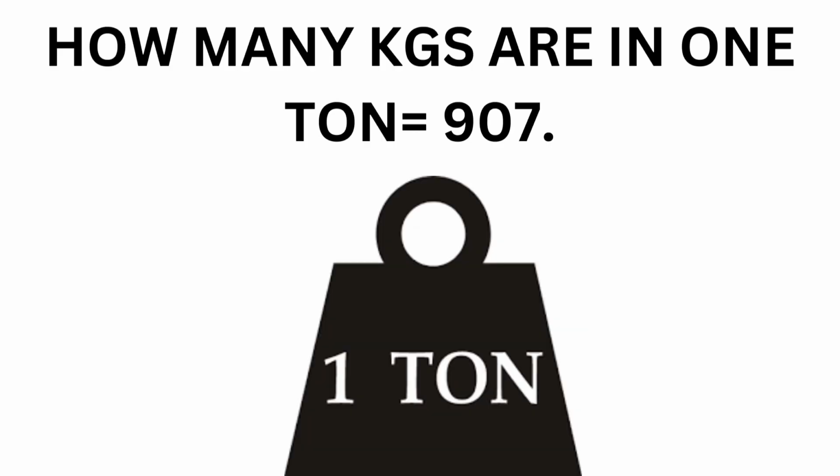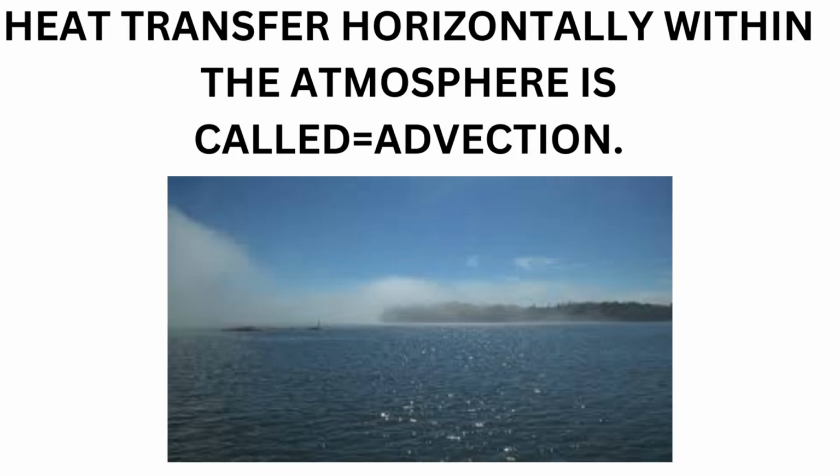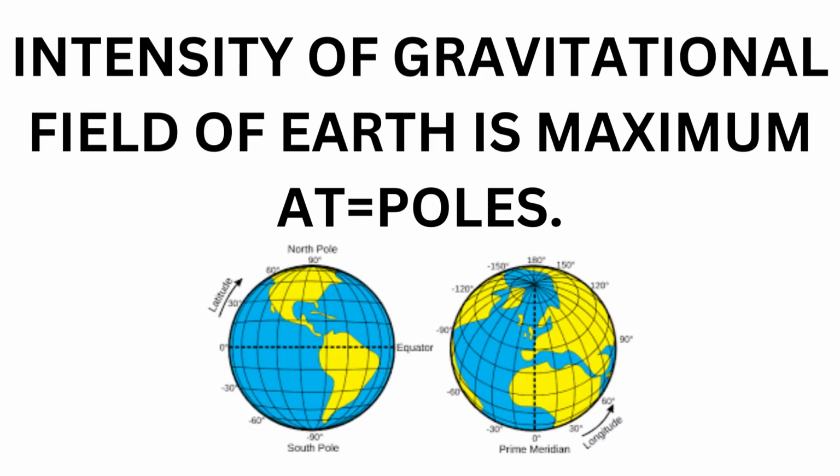And how many kgs are in 1 ton? The total kg in 1 ton is equal to 907 kg. And heat transfer horizontally within the atmosphere is called advection. And the intensity of the gravitational field of Earth is maximum at the poles, so at the North Pole and at the South Pole.